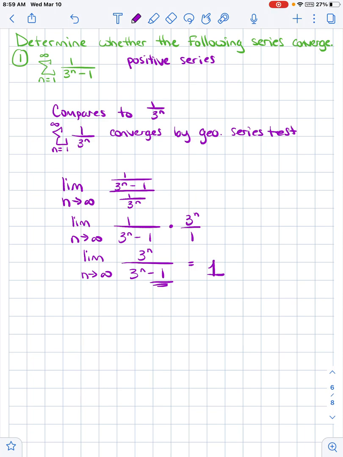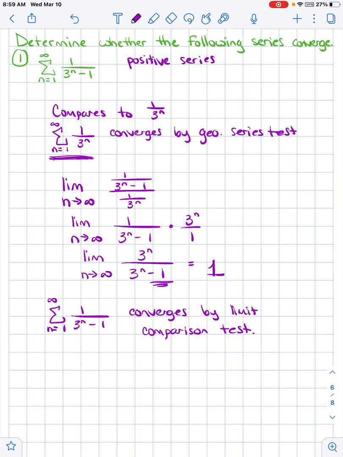So that means since 1 over 3 to the n approaches the x-axis fast enough, then so does 1 over 3 to the n minus 1. Okay, so we knew that 1 over 3 to the n converged. Therefore, we know that the sum from n equals 1 to infinity of 1 over 3 to the n minus 1 converges by the limit comparison test.